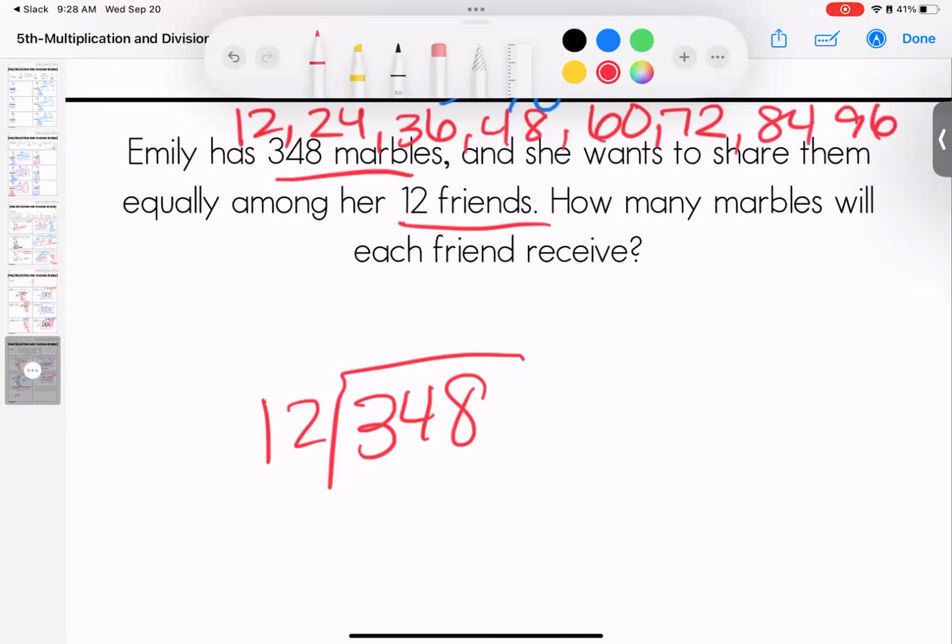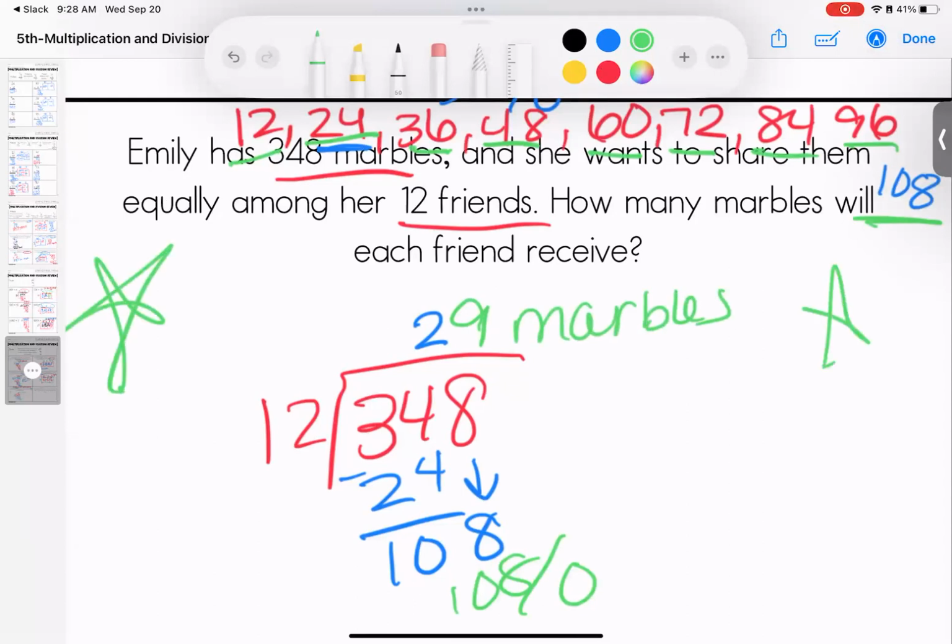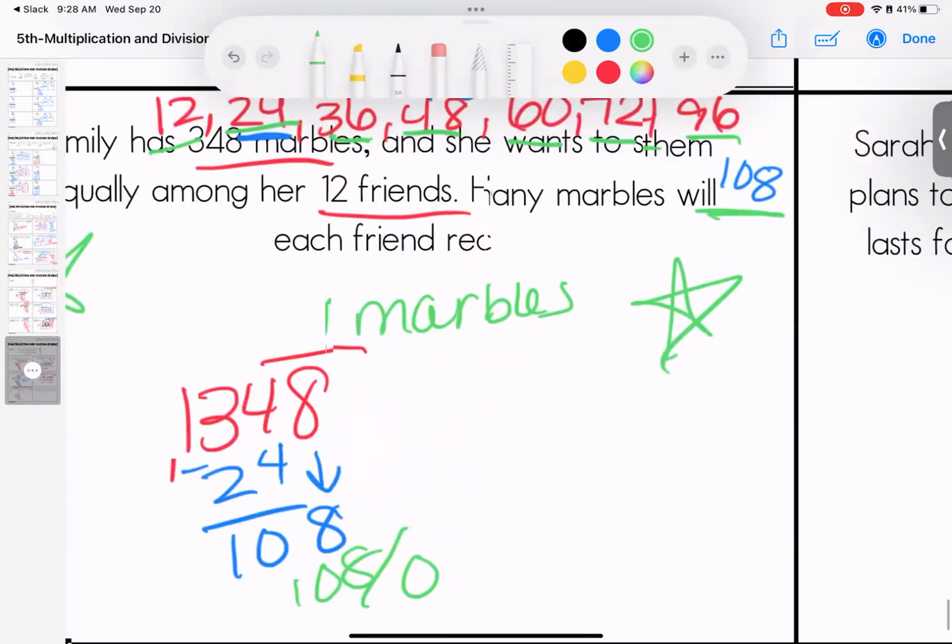All right. How many 12s can I take to get close to 34? I'll see right here. It's only 2 because 2 gives me 24. Now this one looks a little bit scary, but it's not wrong. I have 10 left, which means that it is smaller. I'm going to give myself one more. If I have 1, 2, 3, 4, 5, 6, 7, 8, 9, it's 108 on the nose. This is how many marbles each friend will receive. This was a tricky one because we had to do 12 times 9. If you got stuck on that, that is okay. This is a big stretch.